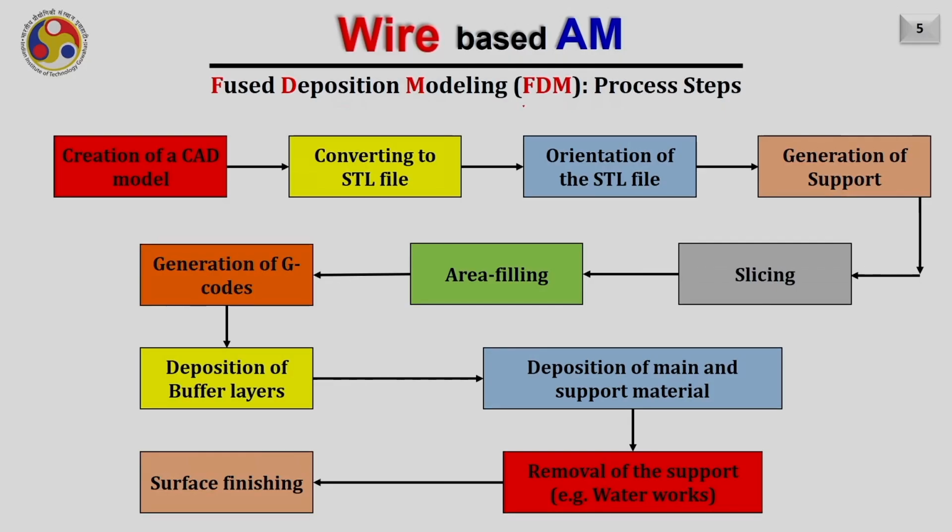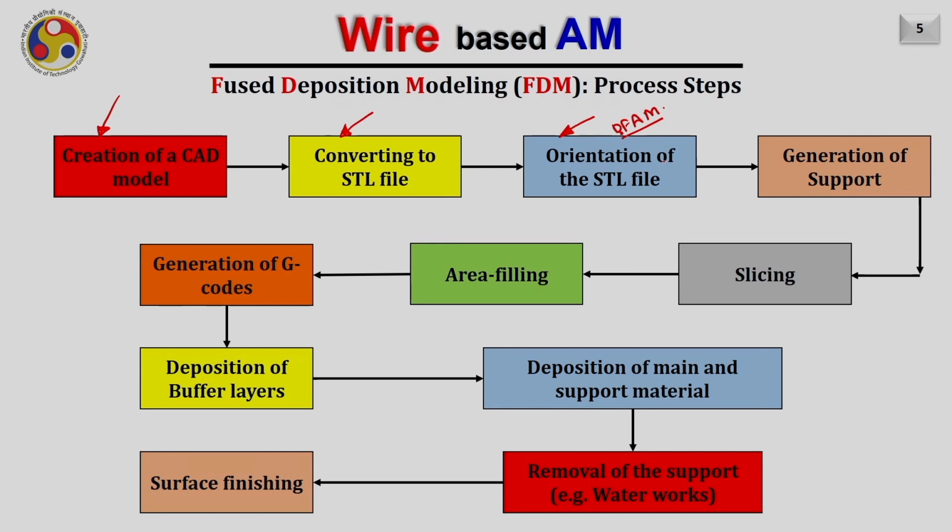So the FDM process can start like other additive manufacturing processes with the creation of the CAD model. Then this CAD model is converted to the STL file. Then this STL file is oriented in such a way that we consider all the benefits of the FDM process, and in this case we keep in mind the DFAM rules, the design for additive manufacturing rules, so that you can make the part very efficiently utilizing the process.